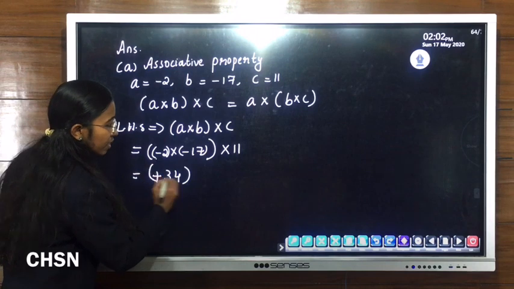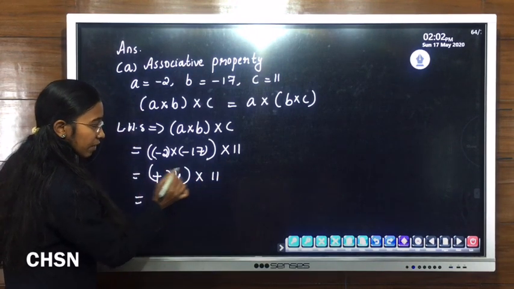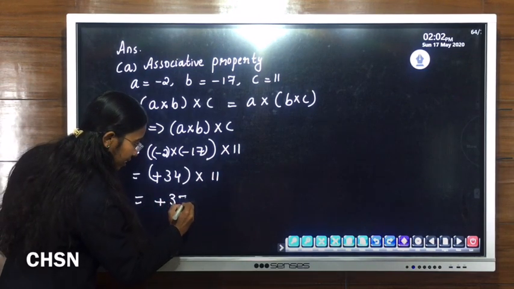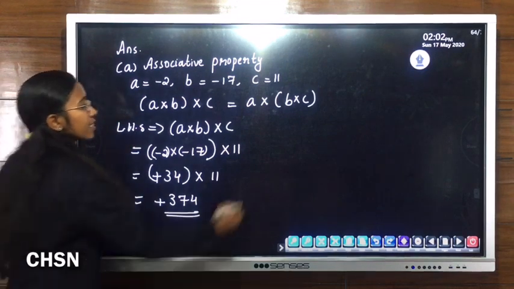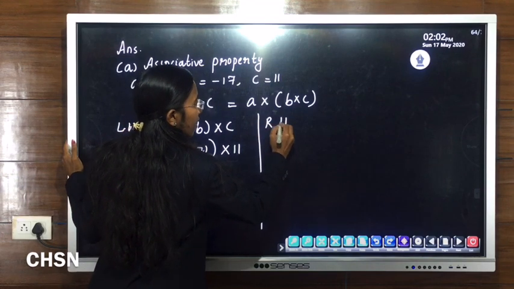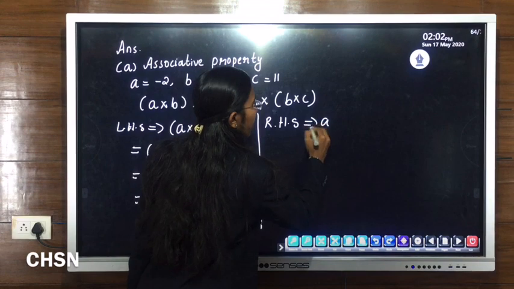That is plus 34 into 11. So the answer is, here is positive, this is also positive, so our sign is always positive. The answer is 374. This is our LHS. Now check what is our RHS. RHS is equal to, this one is our RHS.